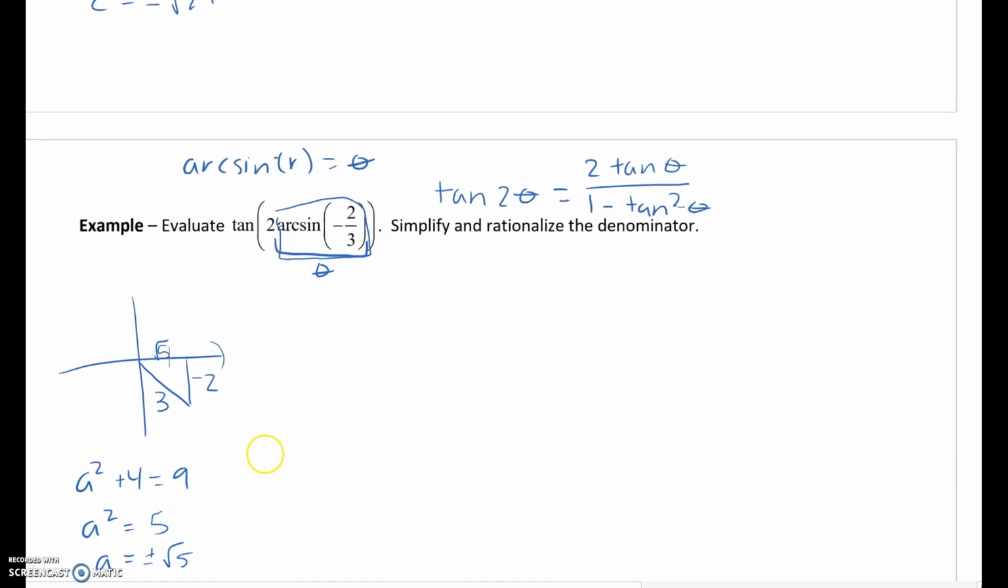So tangent, I'm just going to write it again so that we remember it. Tangent of 2 theta equals 2 times the tangent of theta over 1 minus tangent squared theta. So the tangent of, here's our theta in that triangle, our tangent is negative 2 over root 5. So 2 times negative 2 over root 5 over 1 minus the tangent squared. So negative 2 over root 5 squared.